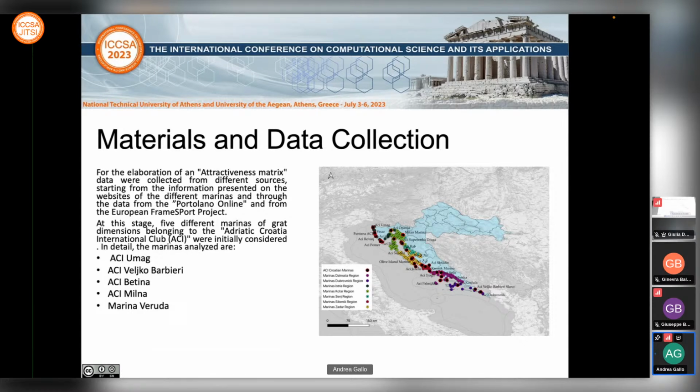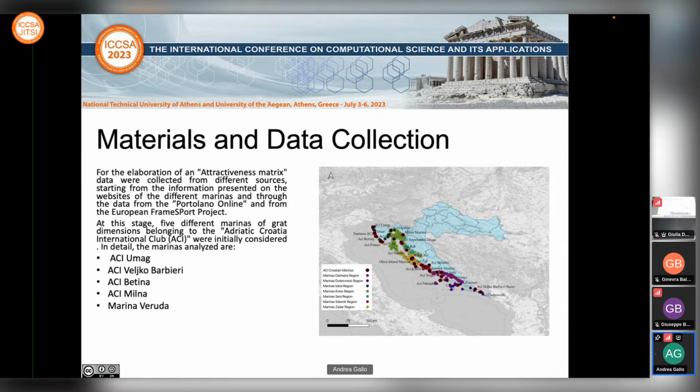The first one was the Transport project, an important European project. The second one was the online Portolanos, which are online databases. And as a third source of information, we used the information provided by all the different marinas' online sites. And then we went deeper, analyzing five different marinas that you can see here: ACI Umag, ACI Veli Lošinj Barbieri, ACI Cres Cobettina, ACI Milna, and Marina Veduda.